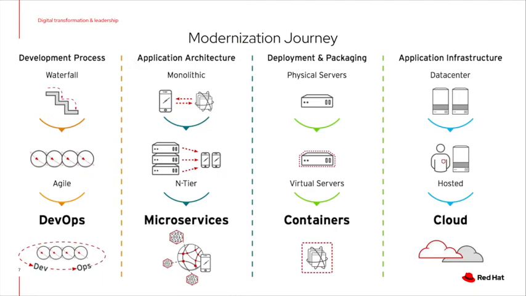As I said earlier, modernization is a journey. There are many facets to this journey. The infrastructure modernization involves moving from on-prem data centers to hosted to cloud-based. Development process has progressed from waterfall methodology to agile to DevOps. The development and packaging strategy has changed from physical servers to virtual to containers. Similarly, the application architecture has moved from monolithic to n-tier and finally to microservices based. Today we'll be focusing mostly on this part of the modernization journey.